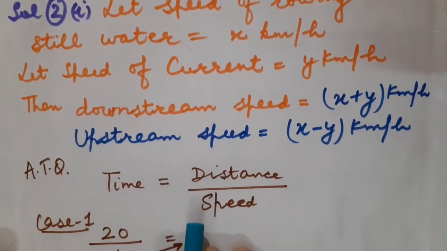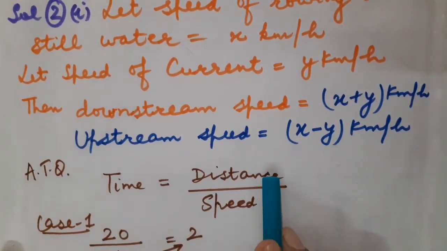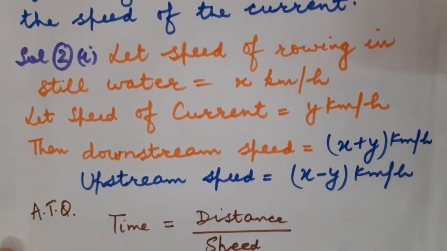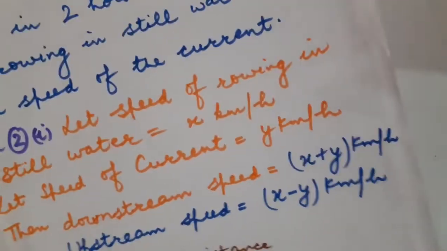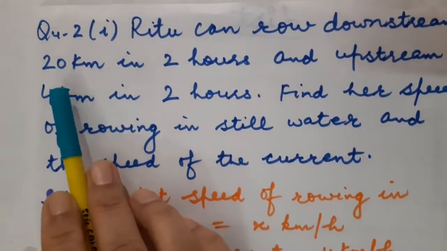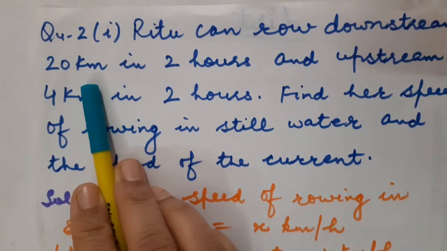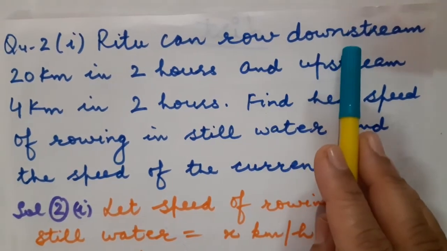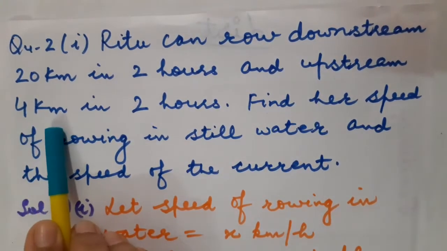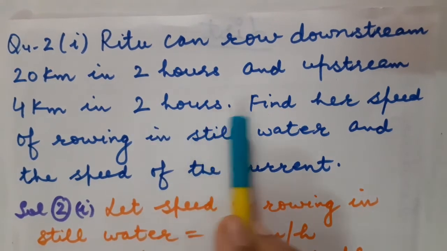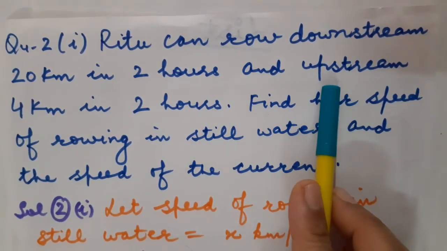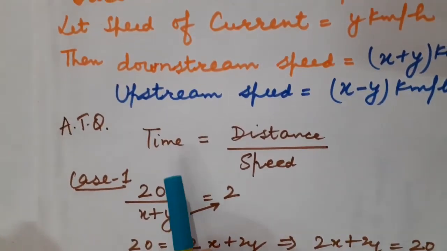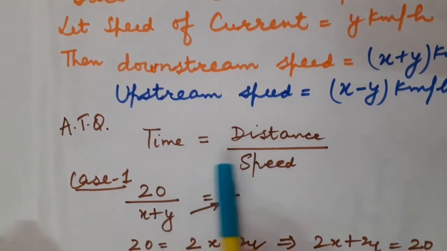Now, children, you know very well how to calculate time when you know about distance as well as speed. So time is equal to distance upon speed. Please be alert. Just have a look at the question. When Ritu was going to cover 20 km, then she was going to take 2 hours. And the condition was for downstream. Correct children? But when she is going to cover 4 km, she is taking 2 hours. But what is the condition? Here she is going to pick upstream speed. Correct? So what is to be done? Here I am just going to apply the formula of time is equal to distance upon speed.